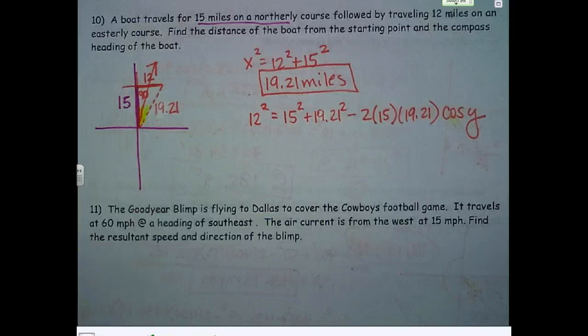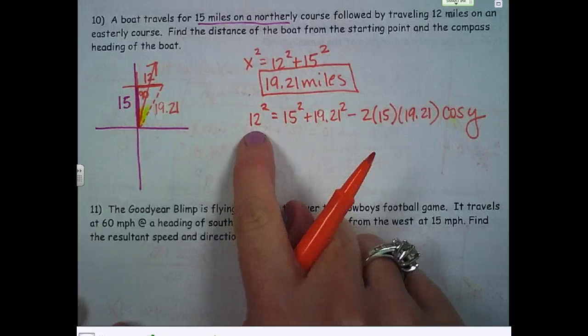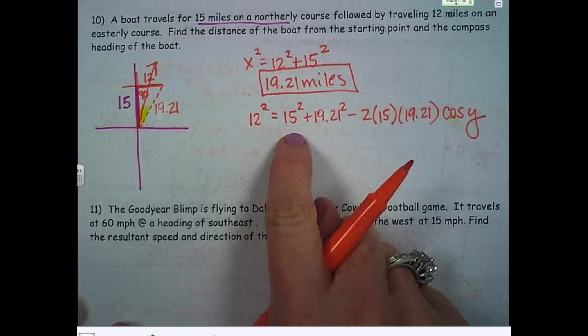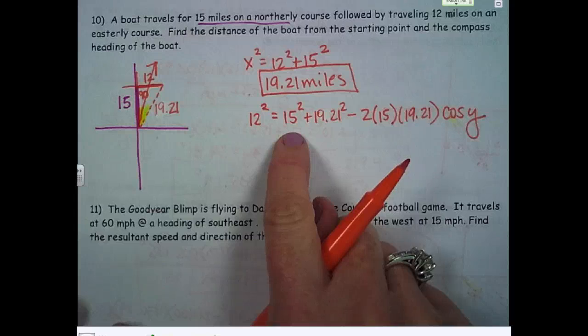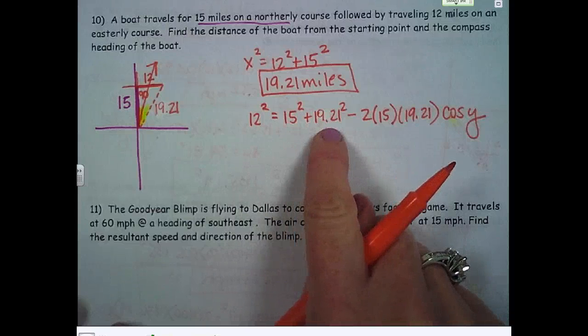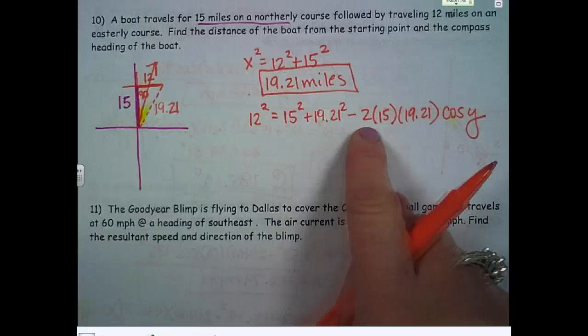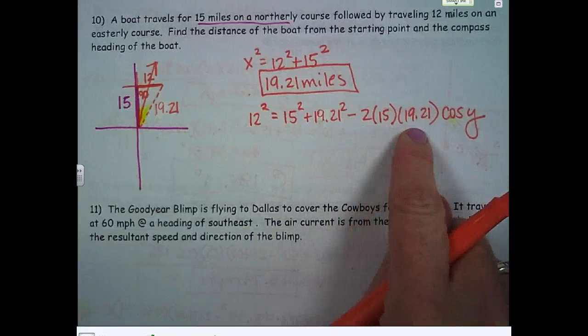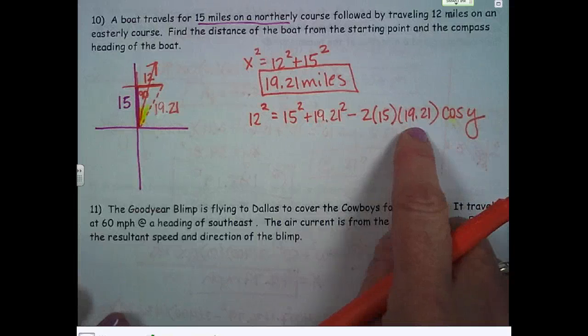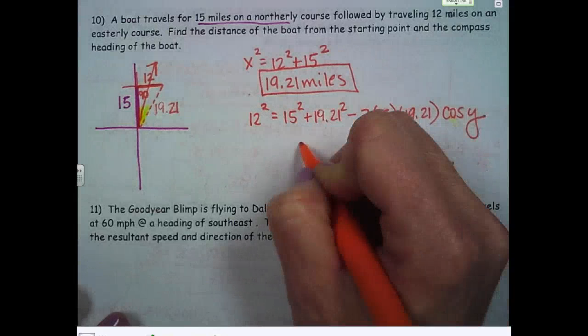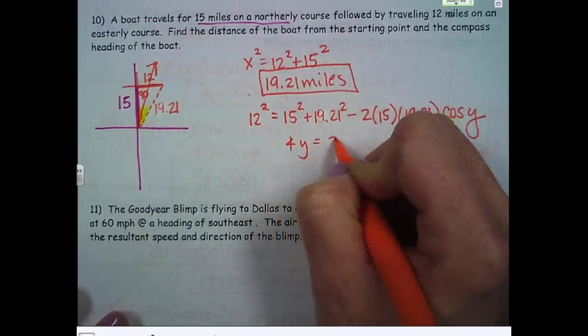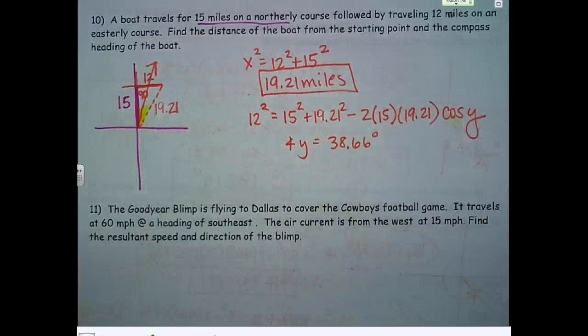Now I've shown you before how to do the math, remember? On your calculator, take it out, you're going to start with 12 squared. So 12 squared, what do I do next? Minus 15 squared minus 19.21 squared and hit enter. Then you're going to divide by -2, divide by 15, divide by 19 and hit enter. And then take the inverse. So your angle is, when you get y, you get 38.66. You should try it.